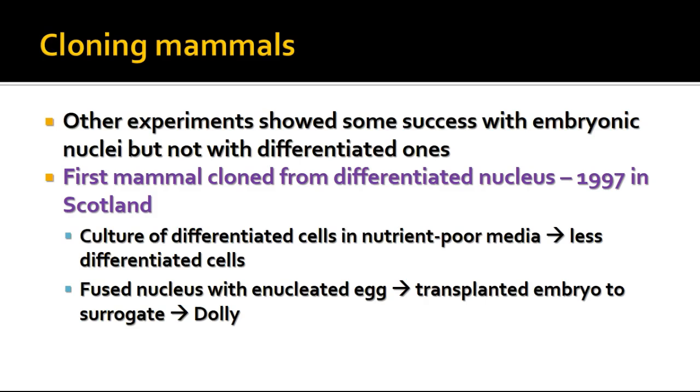Finally, in 1997, the first mammal was cloned from a differentiated nucleus. That happened in Scotland by a scientist named Ian Wilmut. Basically what they found was that if they cultured the differentiated cells in a medium that was poor in nutrients, the cells became less differentiated. And so then if they took a nucleus from that culture and put it with the enucleated egg, they could try transplanting the embryo to a surrogate. And lo and behold, they ended up finally with a sheep they called Dolly.